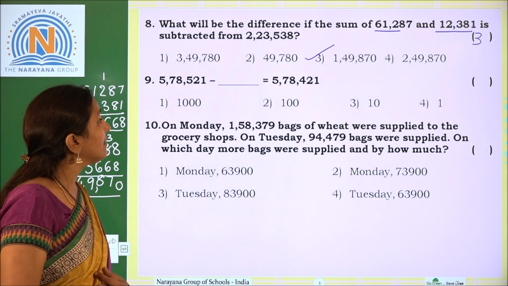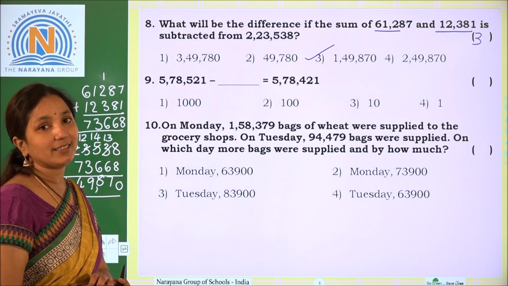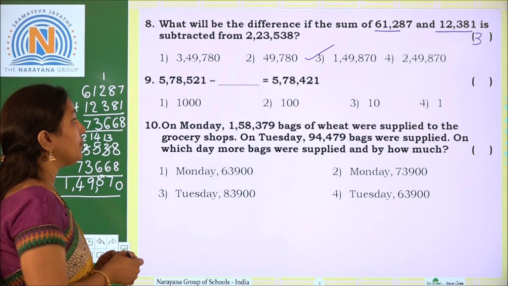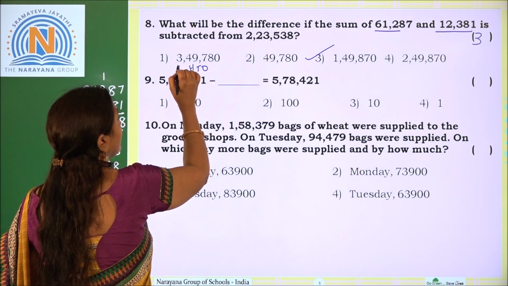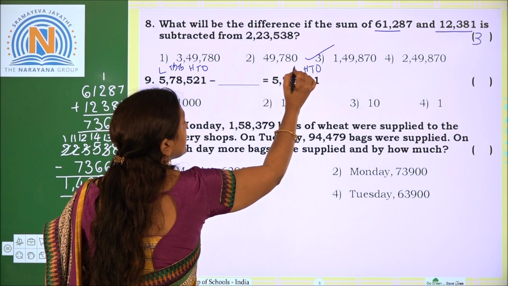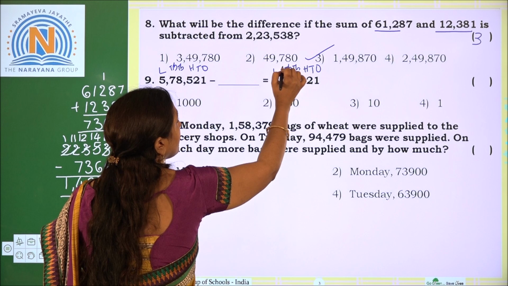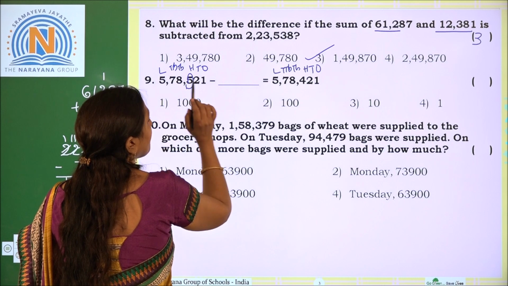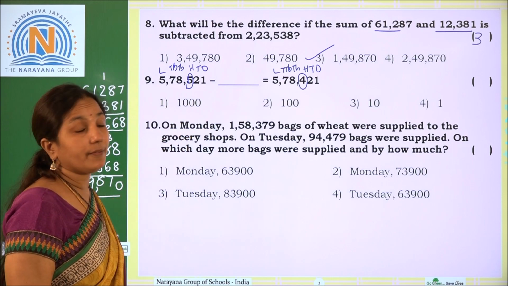Next one. 5,78,521 minus dash equal to 5,78,421. So here we have only one place digit number that is different. So which place is that? Here see ones, tens, hundreds, thousand, 10,000, lakh. So here see all the other places are the same except here. See 5. Here 4. So 4 is the predecessor of this number.